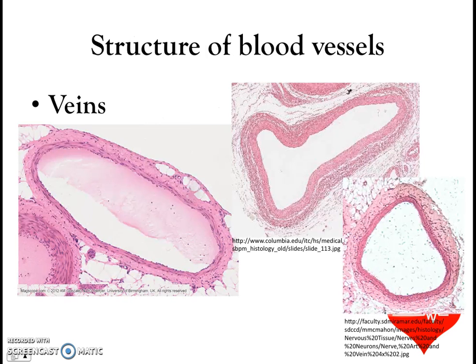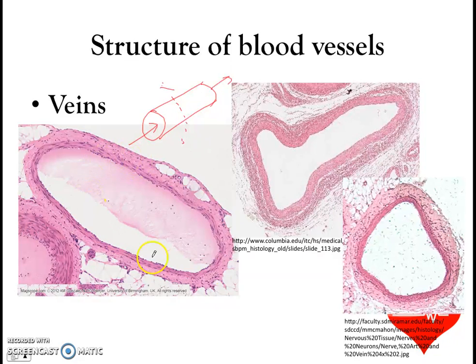Okay, we're going to move on now to veins. Now these are some microscope images of the cross-section of veins. If you've forgotten what a cross-section is, if this was a vein and the blood flows through the vein this way, then the cross-section is if you took the vein and you cut it down this way, and you looked at it this way, then you would see the cross-section of the vein.